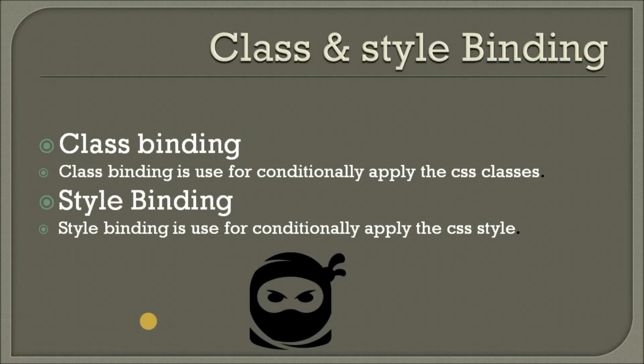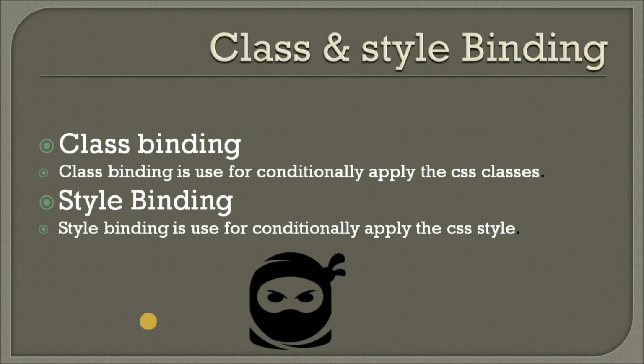Class binding is used when we want to apply some CSS classes on an element on the basis of some condition. Similarly, like class binding, we have style binding also. Style binding is used to apply some CSS styles on the basis of some condition or binding expression.